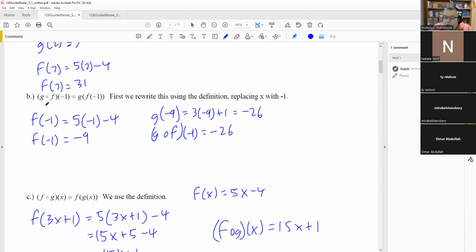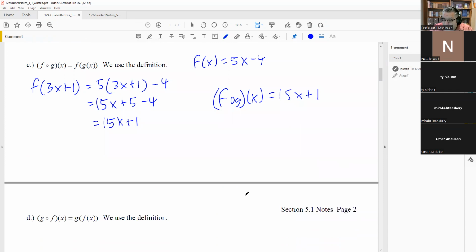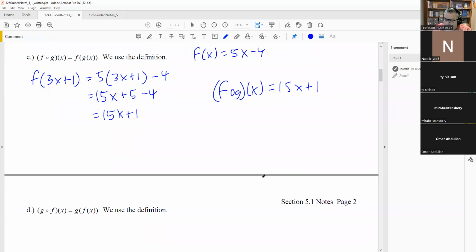We're also going to show that you can do the same thing with g of f of -1. We can find g of f of x first, and then plug a -1 in. In fact, that's the next problem that we're going to do down here. We want to find this. Now, before we do that one, let's go ahead and write out the f and the g. So f of x is 5x minus 4, and g of x is equal to 3x plus 1.